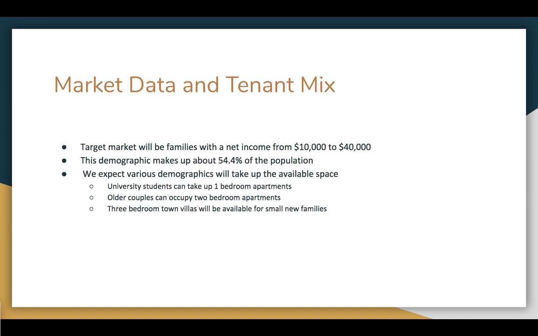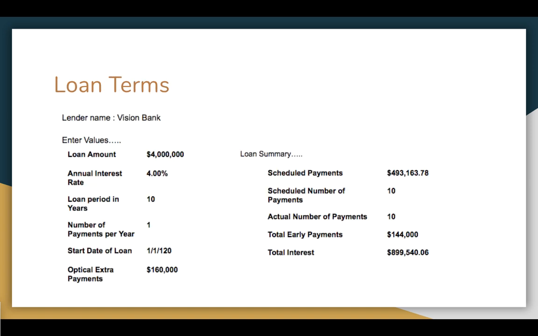The market data and tenant mix we plan to foresee on this project: we will try to target families that have a net income of about $10,000 to $40,000 per year to have this affordable housing. This demographic makes up about 54.4% of the population. We also expect various demographics to take up the available space, such as university students taking the one bedroom apartments, and older couples occupying the 2 bedroom apartments. We'll leave the 3 bedroom and the townhouse villas available for small new families, especially those who have kids attending school that might need the extra room.